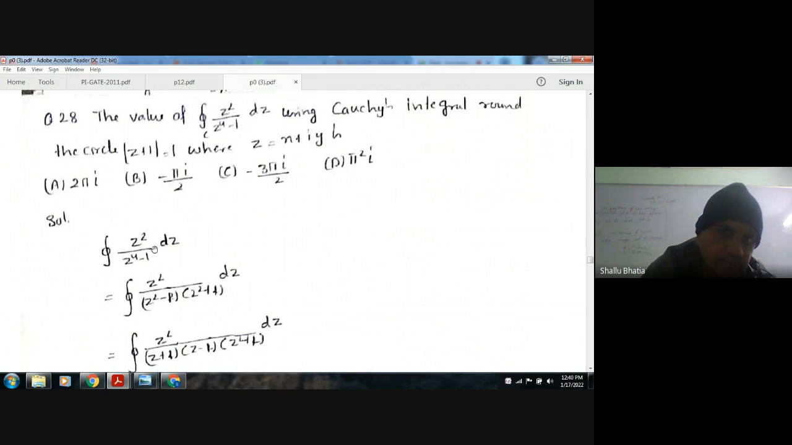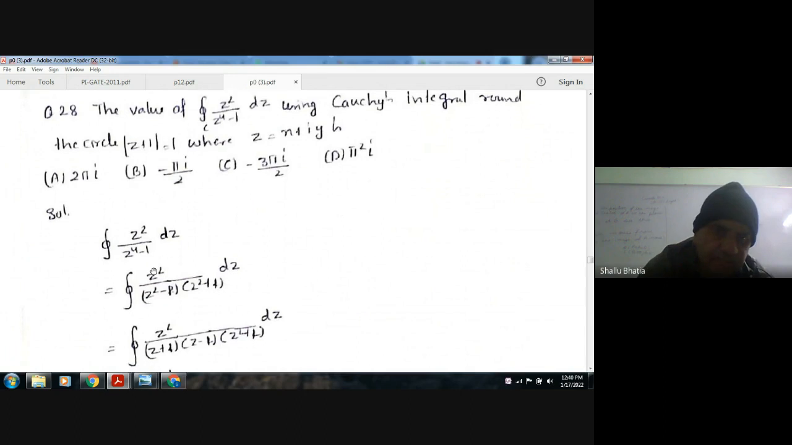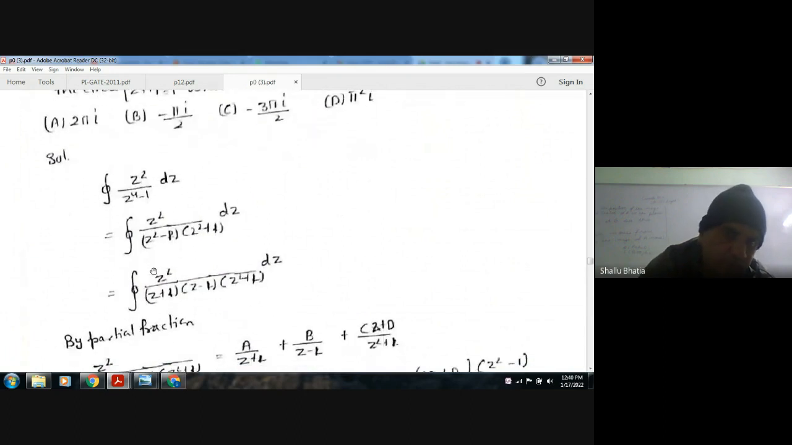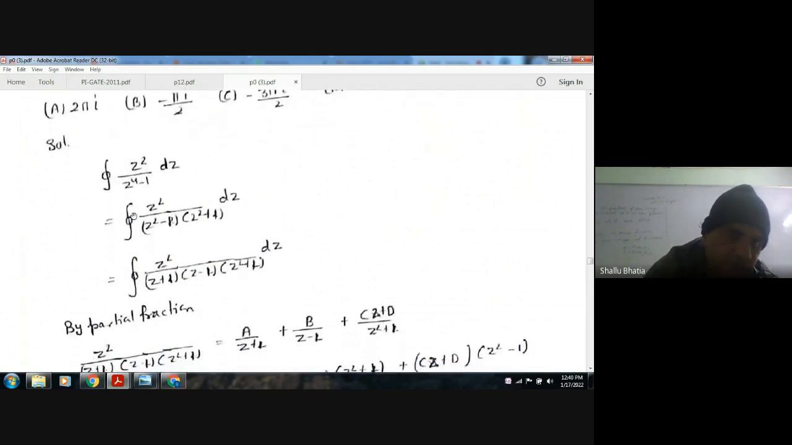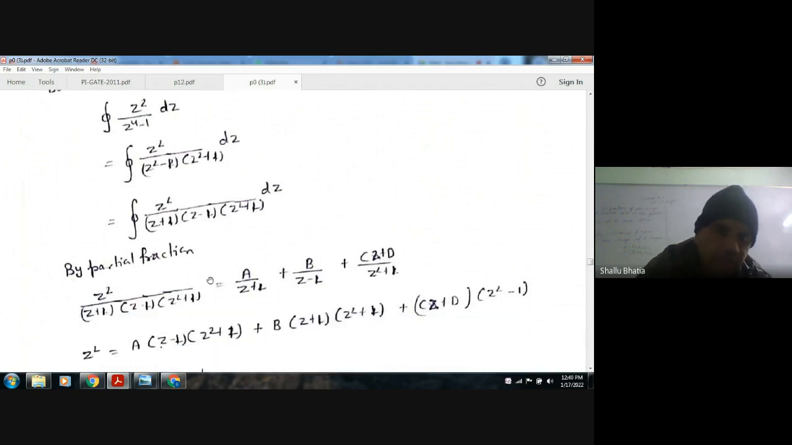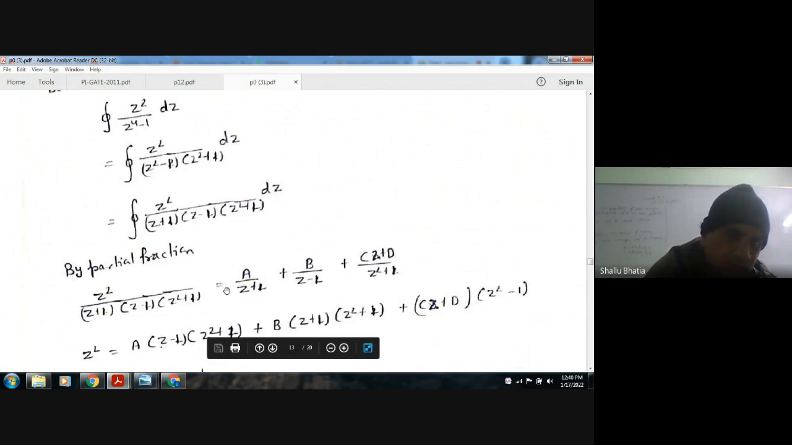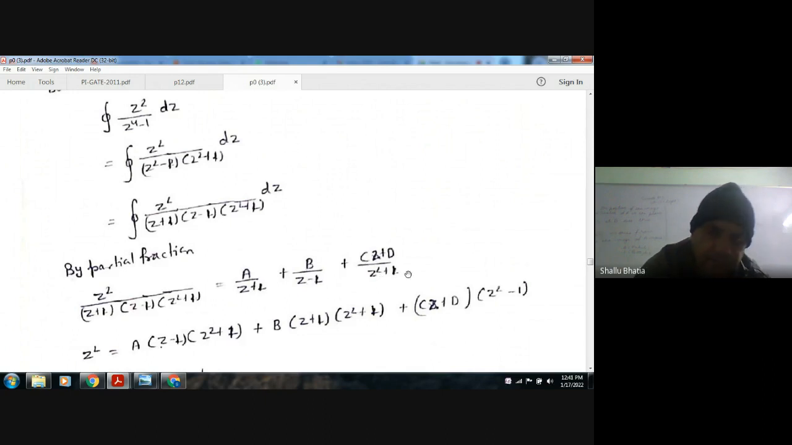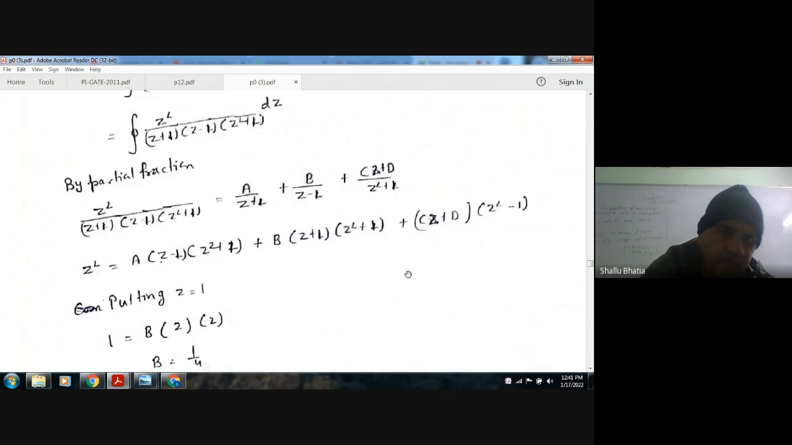The integrand is z square by z to the power 4 minus 1. Now z to the power 4 minus 1 can be written as (z square minus 1) times (z square plus 1). Further, z square minus 1 can be written as (z plus 1)(z minus 1). Now by partial fraction, this can be assumed as A by z plus 1, plus B by z minus 1, plus (Cz plus D) by z square plus 1. And now solving this.